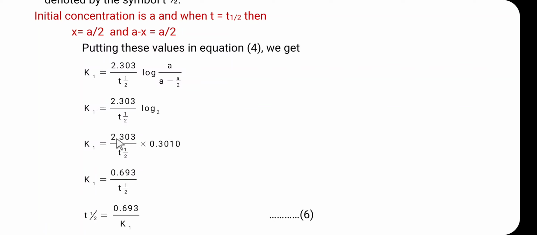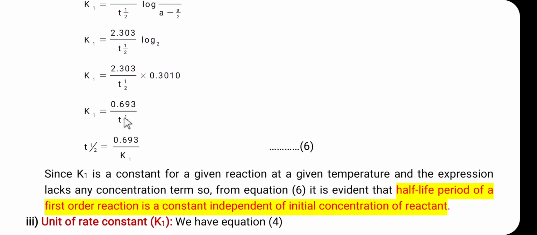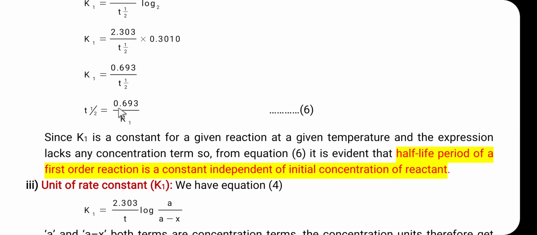So, K1 is equal to 2.303 divided by T1/2 into 0.3010. The product of 2.303 into 0.3010 is 0.693. So, the expression can be written as K1 is equal to 0.693 divided by T1/2, and finally T1/2 is equal to 0.693 divided by K1. So, this is the expression for the half-life period for the first order reaction, and from this expression we can say that half-life period of the first order reaction is inversely proportional to the velocity constant of the first order reaction.